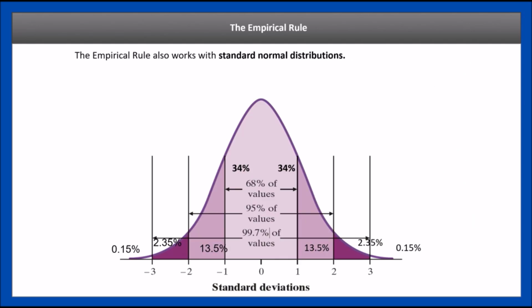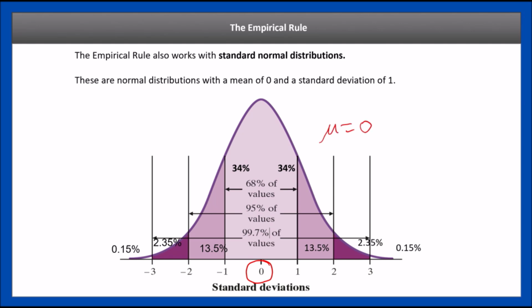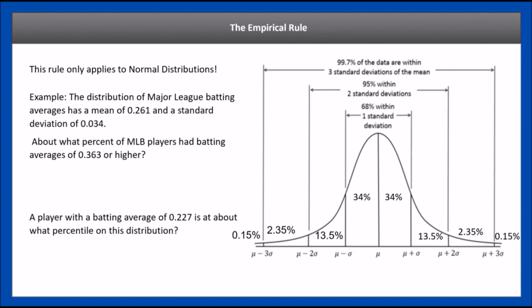Empirical rule also works with standard normal distributions. Standard normal distribution is when the center is 0, the mu is 0, and your standard deviation is 1. So notice that we're going by ones here, right? So again, the mu is 0 and the standard deviation is 1 in a standard normal distribution. Okay, so it's a special type of normal distribution, but it works the same way as far as the empirical rule. Okay, so again, this only applies to normal distributions.